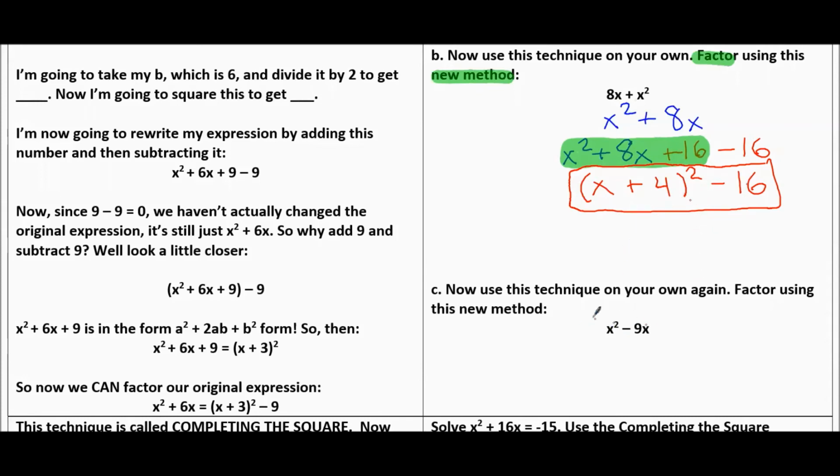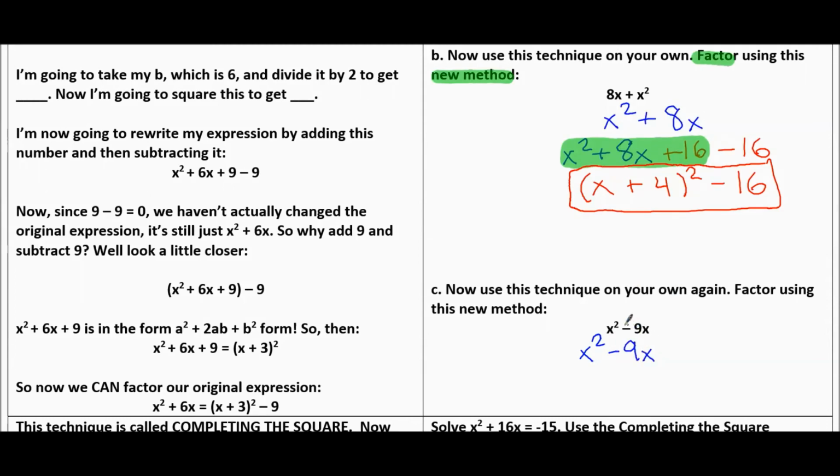Okay, what about this one? Now use this technique on your own again. Factor using this new method, x squared minus 9x. Well, is this a perfect square trinomial? No. So what are we going to do? Exactly what we did last time, right? It's already as close to ax squared plus bx plus c as it can be. So now what we're going to do is add and subtract the same number, right? Well, x squared minus 9x.